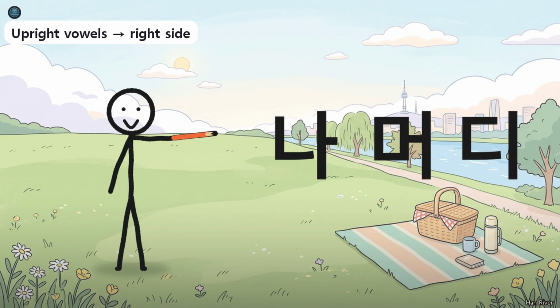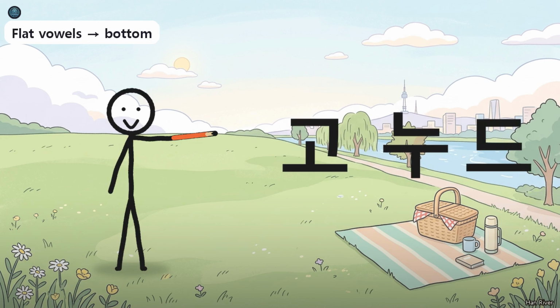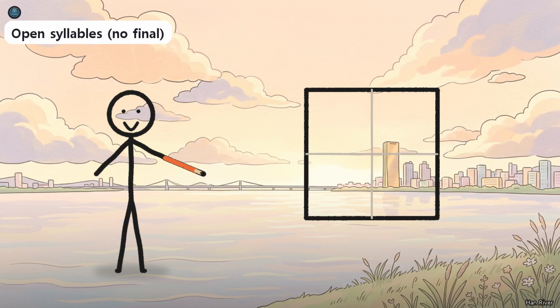The rule is simple. Upright vowels like 아, 어, 이 go to the right of the consonant, like 나, 뭐, 디. In contrast, flat vowels like 오, 우, 으 go below the consonant, like 코, 누, 드. Today we use only letters without a final consonant. With no final, the sound stays open, an open syllable.